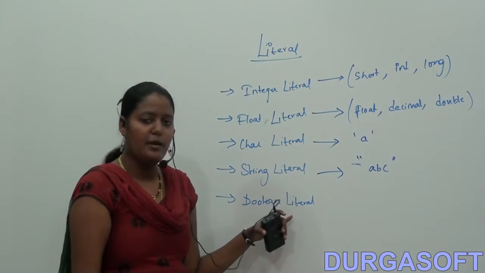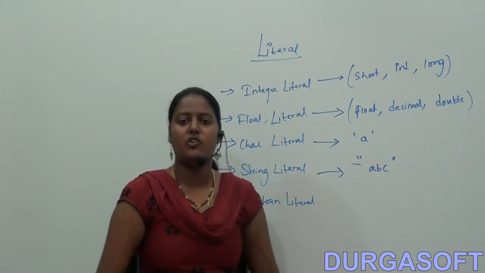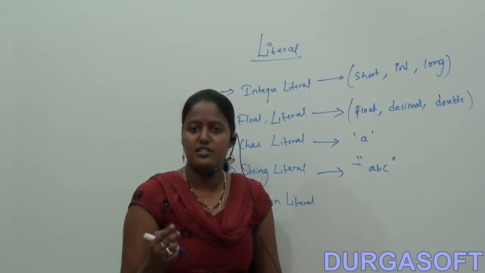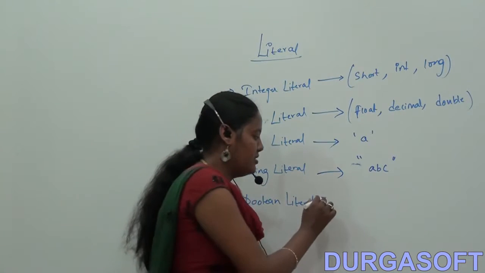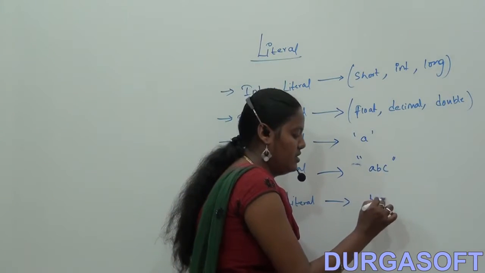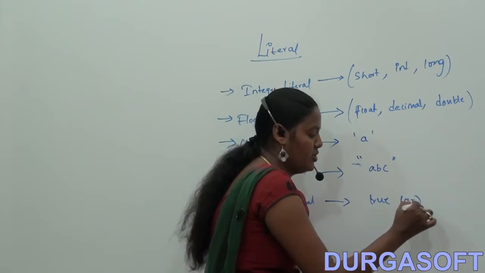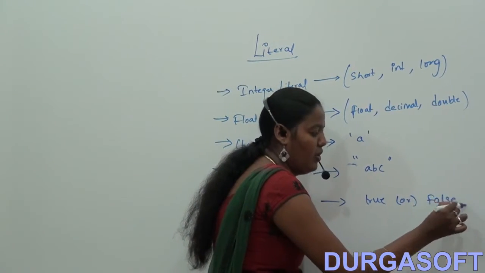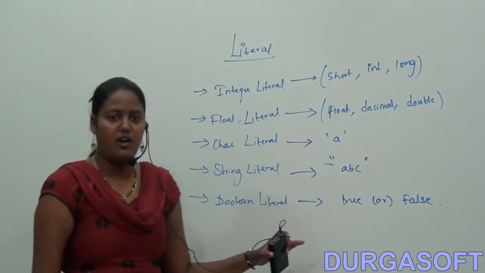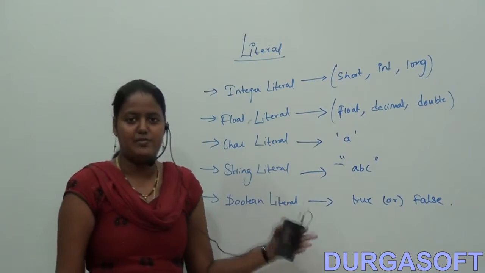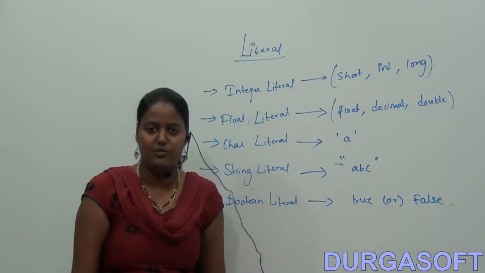And the last one is boolean literal. Here we are going to assign either true or false. It is a constant value, that is, you are going to put true or false. So these are all literals and types of literals. We have 5 types of literals here.